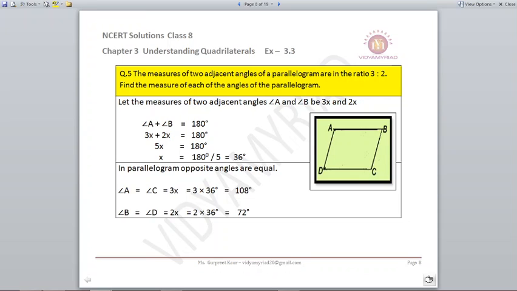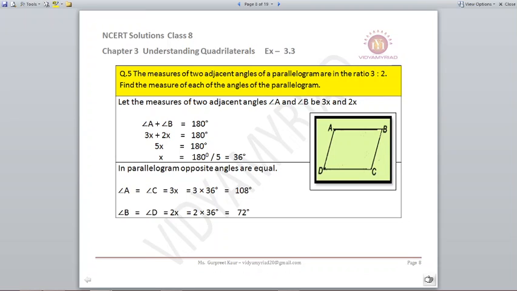Question number 5. The measures of adjacent angles of a parallelogram are in the ratio of 3:2. Find all the angles. Now I have drawn a diagram ABCD. They are saying adjacent angles. Let us take angle A and angle B as 3x and 2x. We know that the sum of adjacent angles is equal to 180 degrees, which means 3x plus 2x will be equal to 180 degrees. We can find out x as 36 degrees. So angle A will be 3 into 36 and angle B will be 2 into 36. That comes out to be 108 and 72.